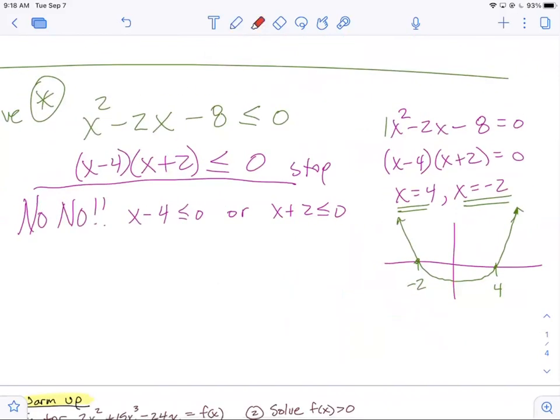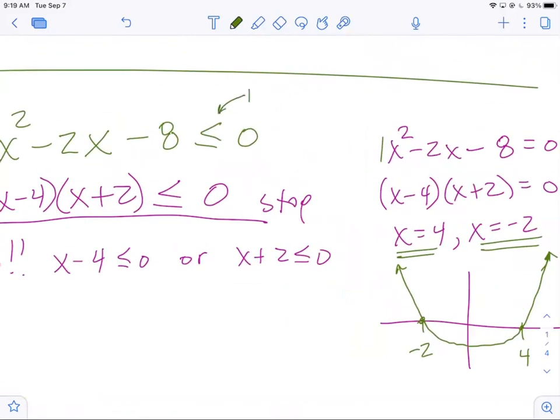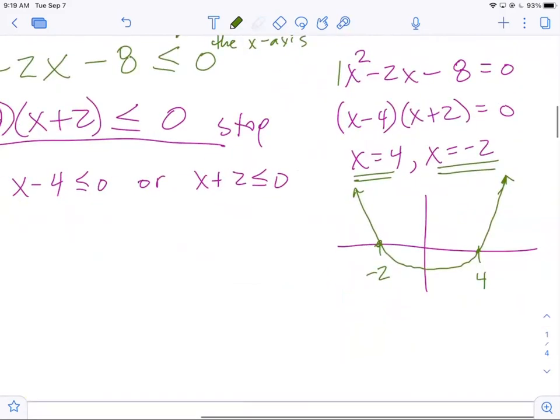Now you come back to the original problem and you look at the inequality. I want to know where it's less than or equal to 0. So that translates into where is it below and on the x-axis. Where is it below and on the x-axis? Well, I can see now that that's right here. It's between the x-intercepts, all right?